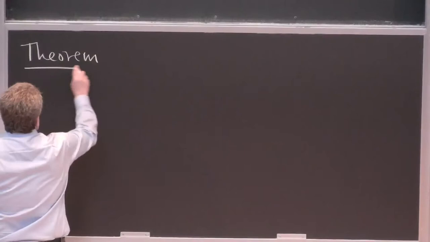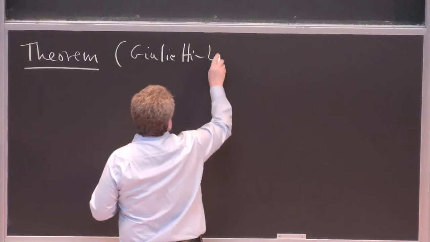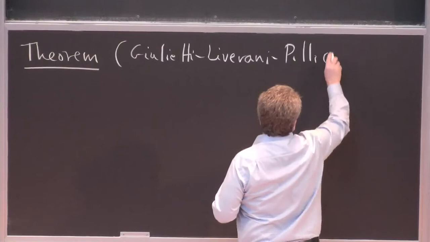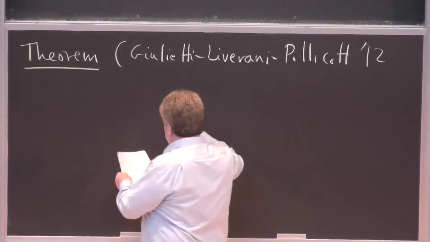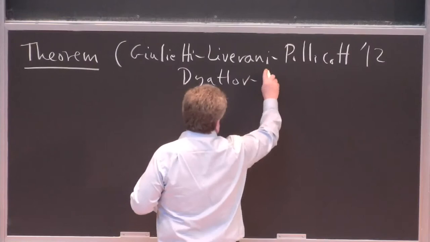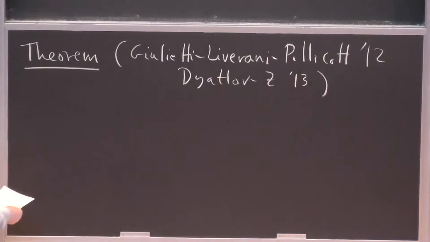So this theorem was first proved by Giulietti, Liverani, and Pollicott a few years ago. And then with Dyatlov, we gave a microlocal proof shortly afterwards. So the theorem says the following thing.